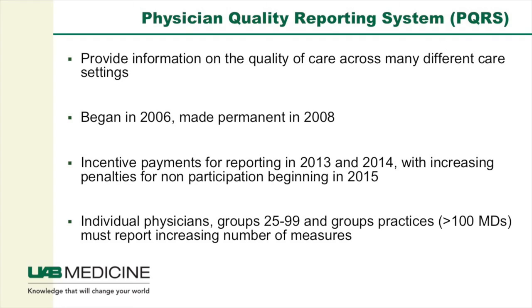But the bottom line is that the government is using this to incentivize payments for reporting in 2013, 2014, and there will be increasing penalties. So you're incentivized, standard government practice. You're incentivized to participate until a certain period of time, at which point you're penalized for not participating. And the government has recognized that it's harder for smaller groups. There will be a little bit of a delay in small groups of less than 25 practitioners. Groups of 25 to 99 will come in at a later period of time, and practices greater than 100 will have increasing numbers of measures reported.